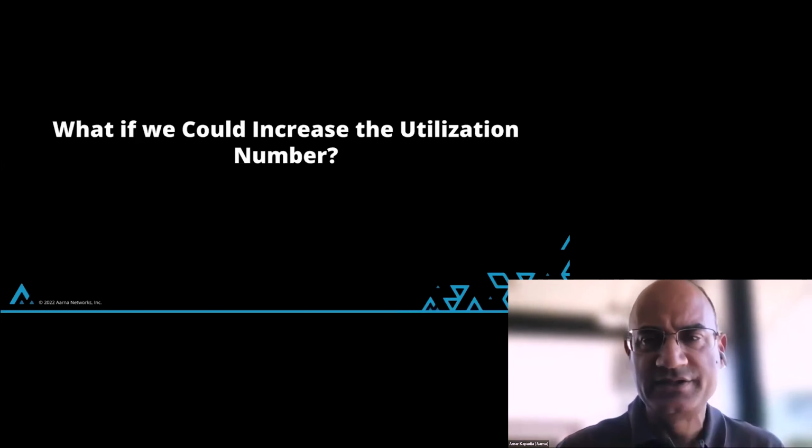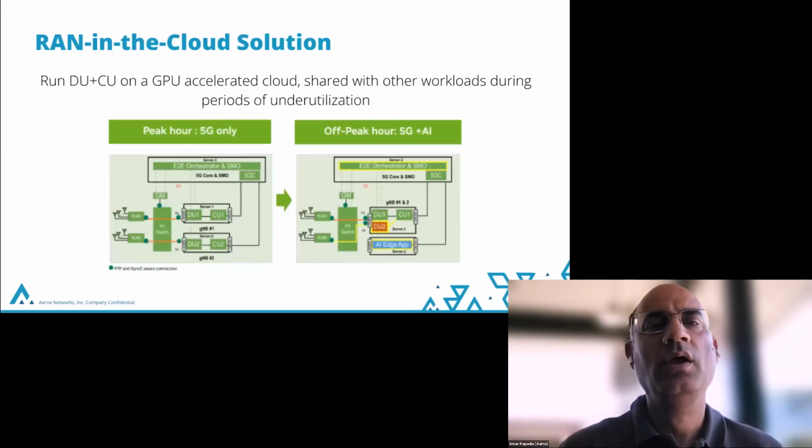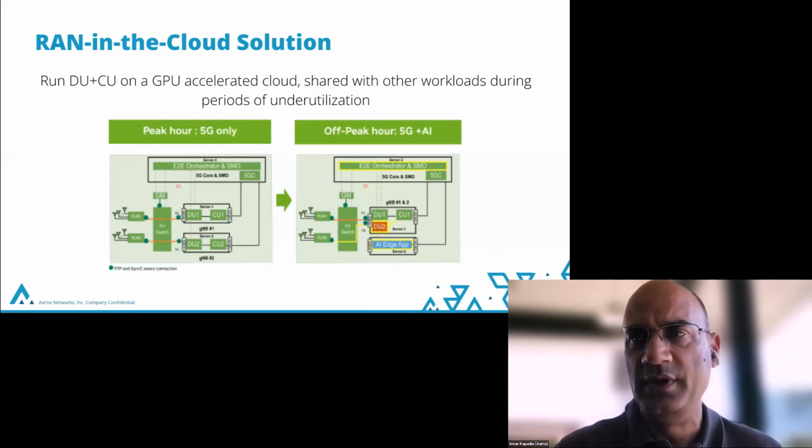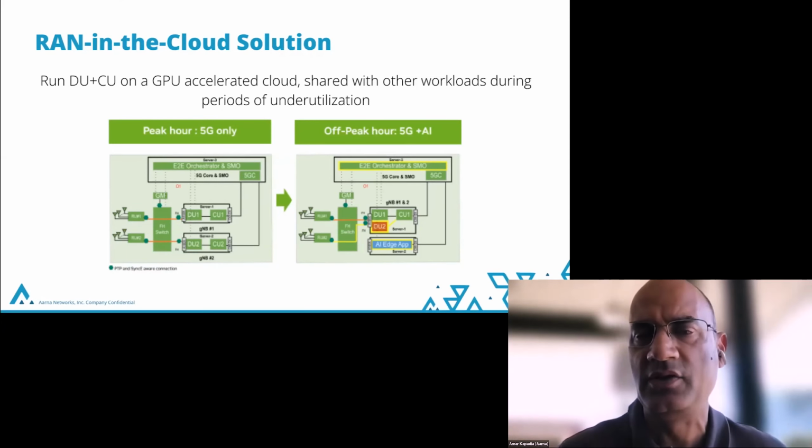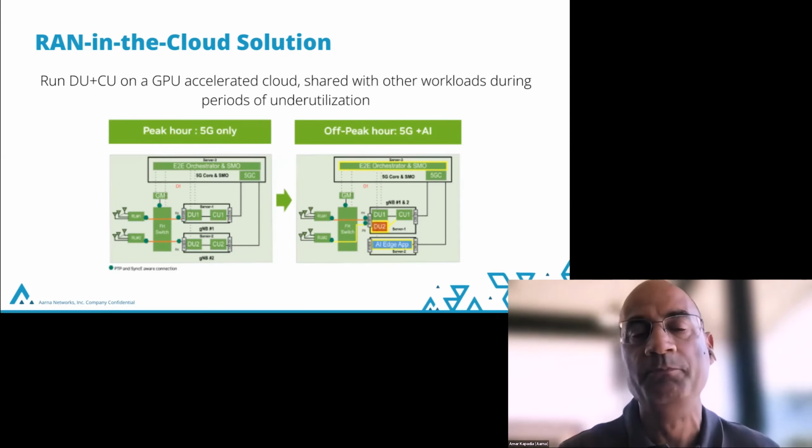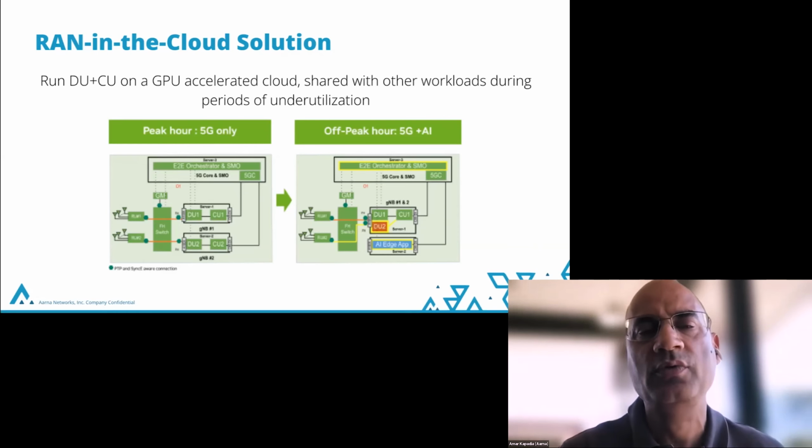So what if we could increase the utilization number? That's where the RAN in the cloud solution comes in. This was shown at the last NVIDIA GTC. GTC is NVIDIA's annual conference. And the idea is that you run the DU and CU on a GPU accelerated cloud. In the last Arpit's session, somebody talked about acceleration. So you have many ways to accelerate that. You can use a DPU, you can use an FPGA, you can use a GPU. So we are talking about the GPU-based acceleration. So you run DU-CU on that.